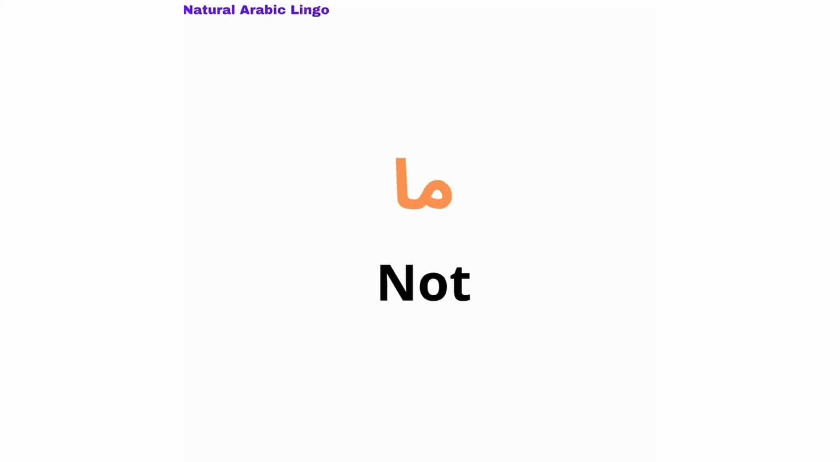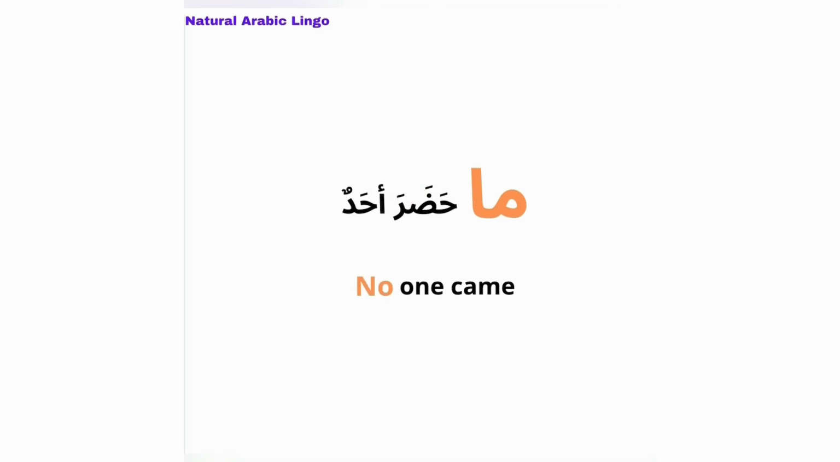ما comes before present verb or past verb. Let's take example. ما حضر أحد. No one came.